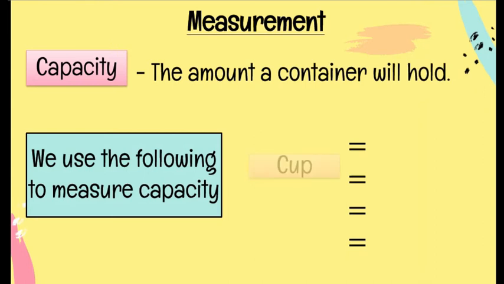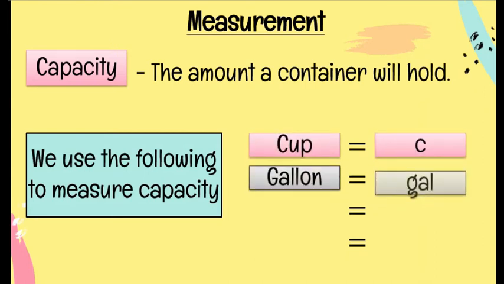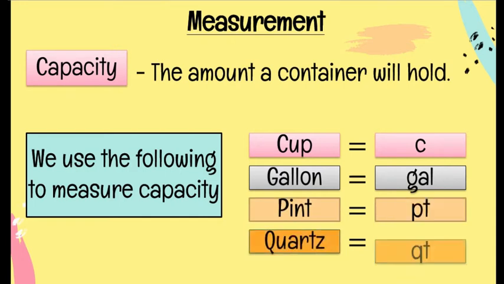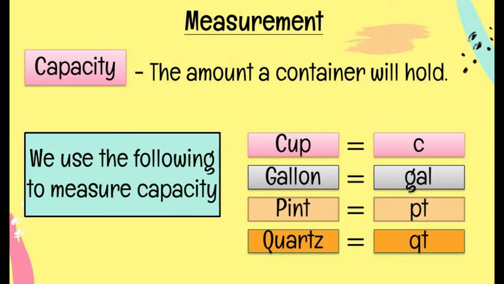Measurement. Capacity, the amount a container will hold. We use the following to measure capacity: cup or C, gallon, GAL, pint, PT, quarts, QT.